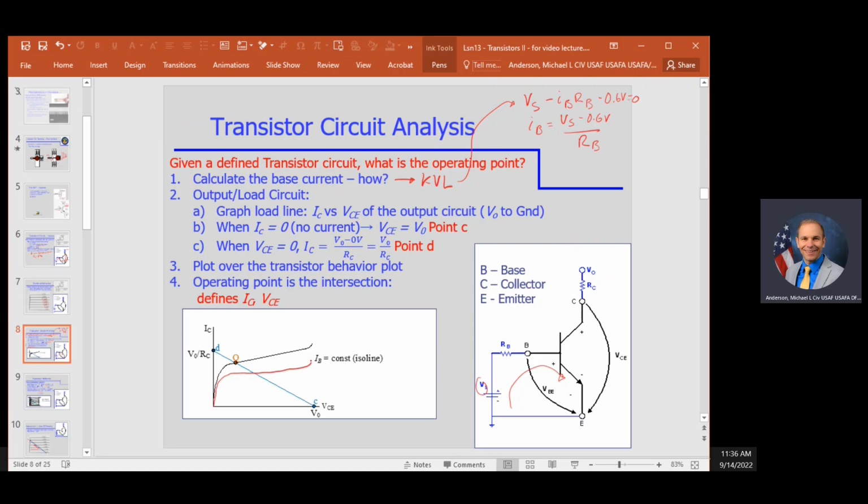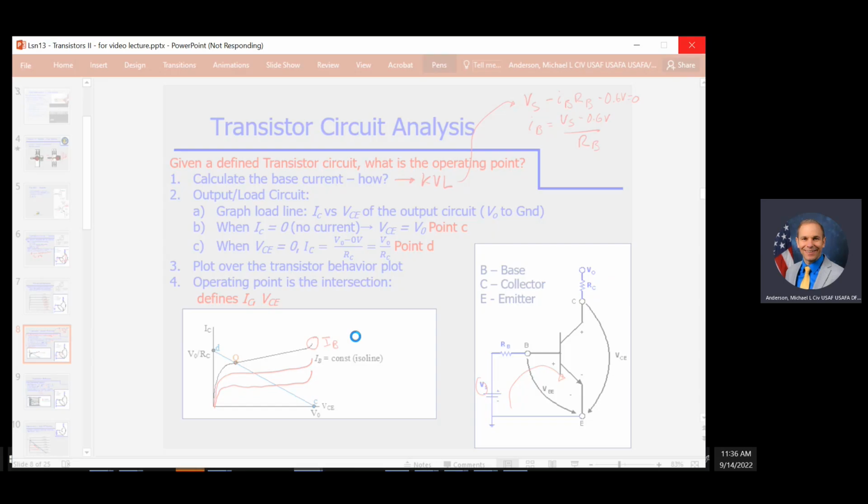Remember, there's a family of these lines, and so we would figure out we're on this one right here because IB equals whatever value.